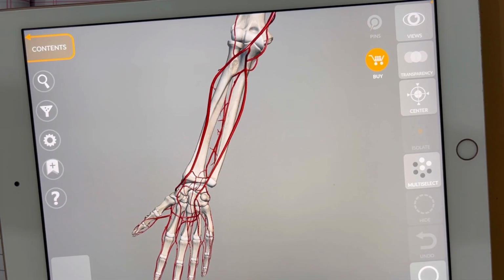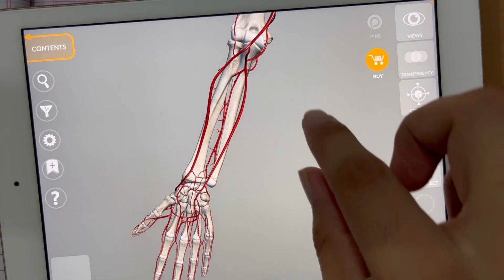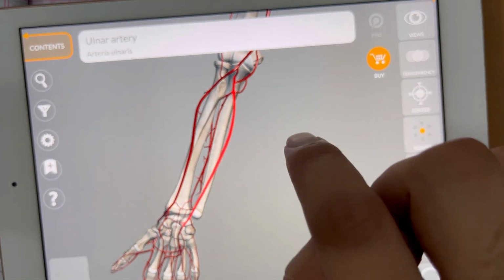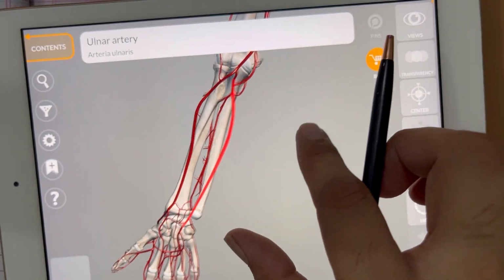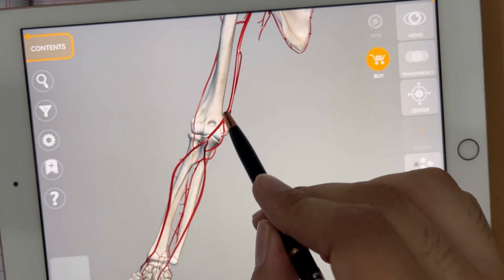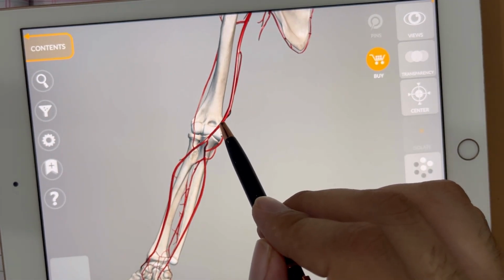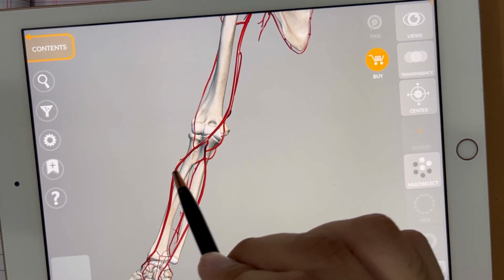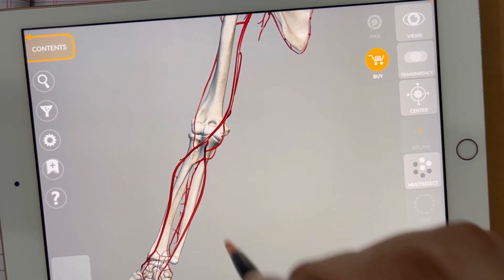Now student, the blood supply of the extensor carpi ulnaris muscle is the ulnar artery. Student, this is the ulnar artery. The ulnar artery is the branch of the brachial artery. Student, the brachial artery gives rise to the radial artery and the ulnar artery.